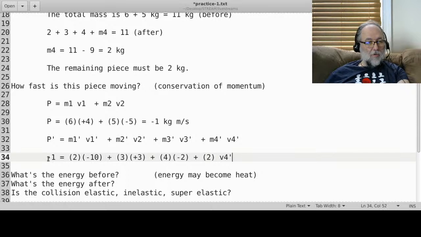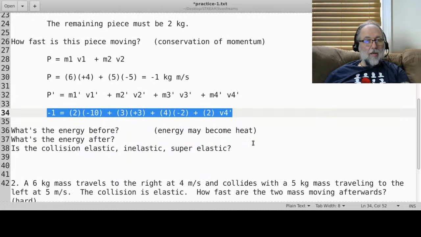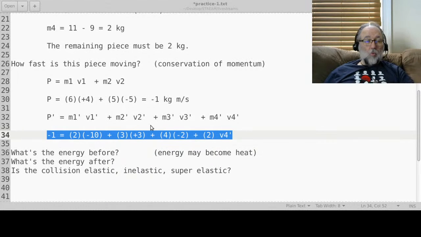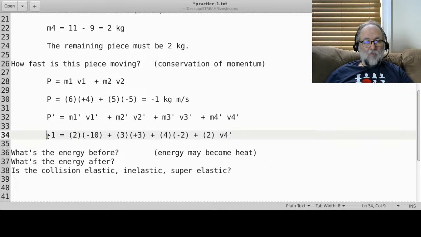There we go. Okay, so there's the substitution. All right, now what did I do there? Well, the momentum after, that's -1. Why? It didn't change, right? So whatever you calculated for the momentum before, that's also equal to the momentum after. All right, so that's where that -1 is.